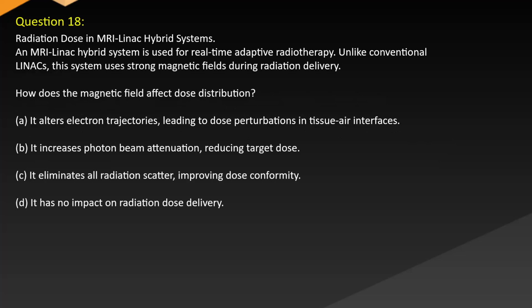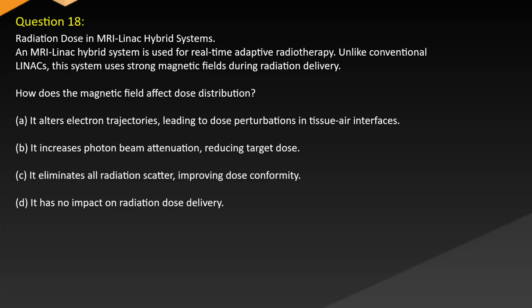Question 18. Radiation dose in MRI-LINAC hybrid systems. MRI-LINAC hybrid system is used for real-time adaptive radiotherapy. Unlike conventional LINACs, this system uses strong magnetic fields during radiation delivery. How does the magnetic field affect dose distribution?